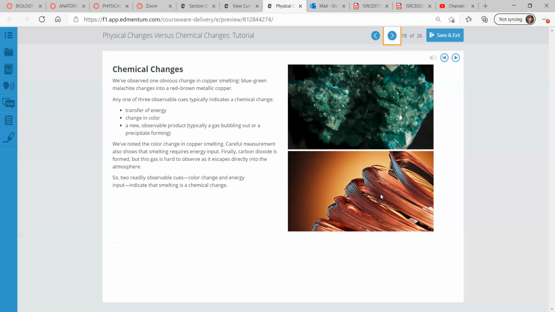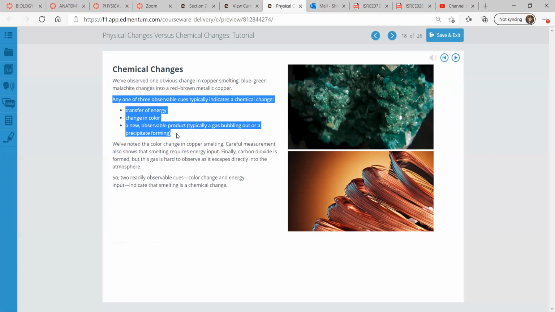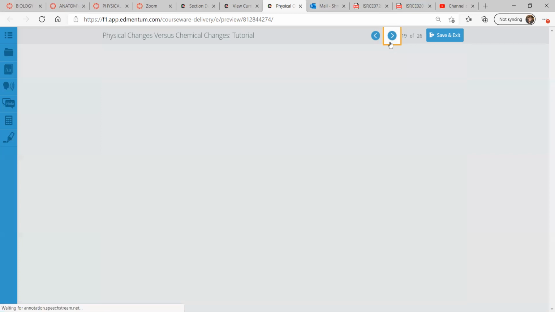So two readily observable cues, the color change and energy input, indicate that this smelting process is a chemical change. So just look out for these cues if you're confused whether it's a physical change or a chemical change.